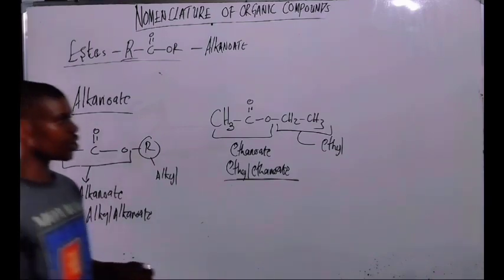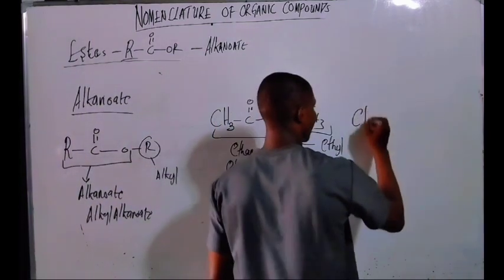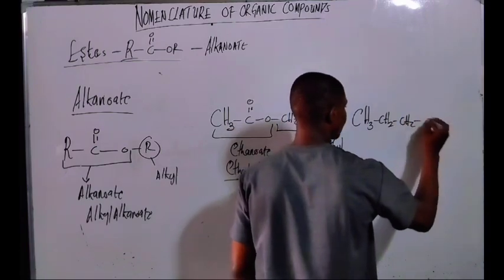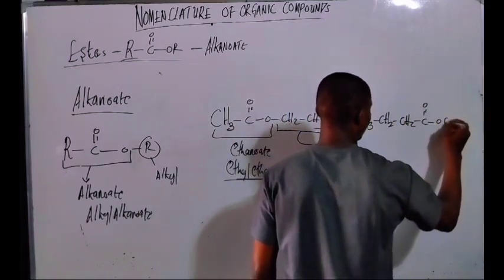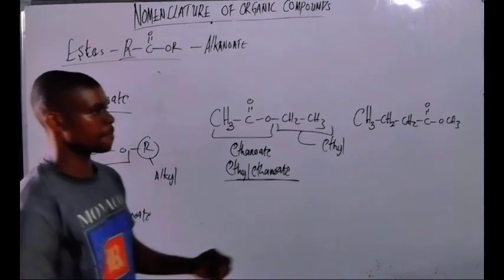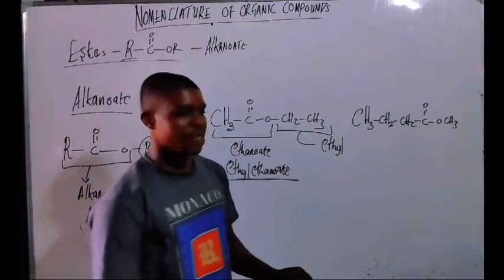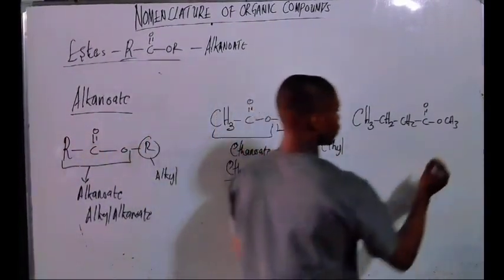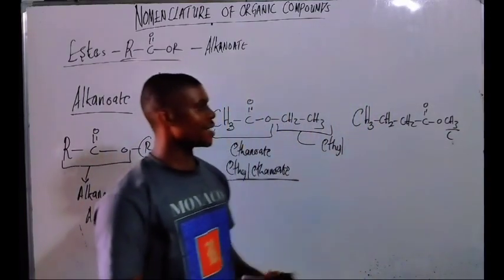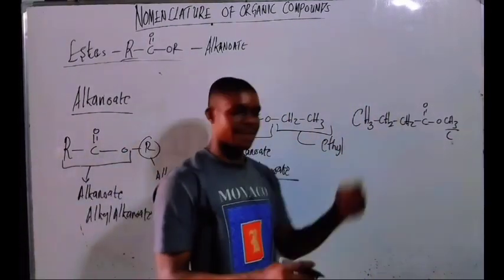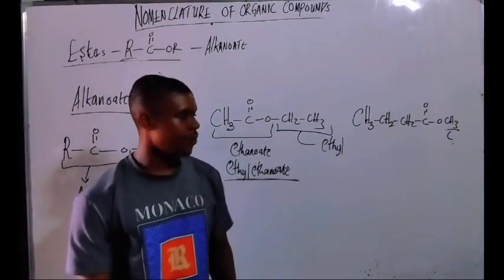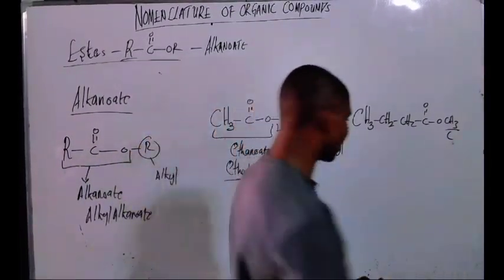So if I have something like this, CH3, CH2, CH2, what is the name of this compound here? Here we have ethyl, and here we have methyl. So go ahead and name this compound for me. Please leave it in the comment section.